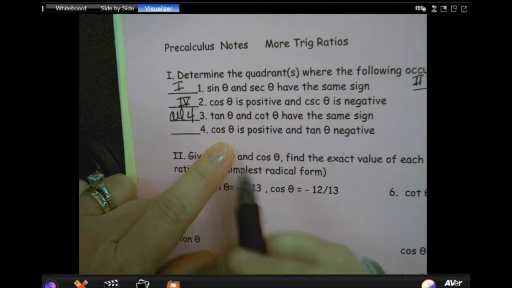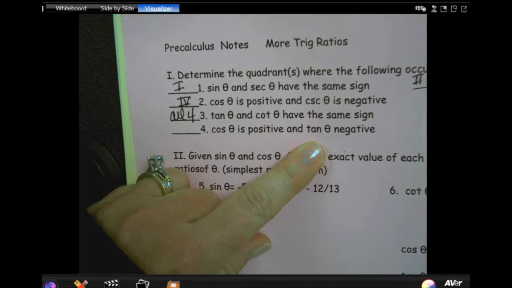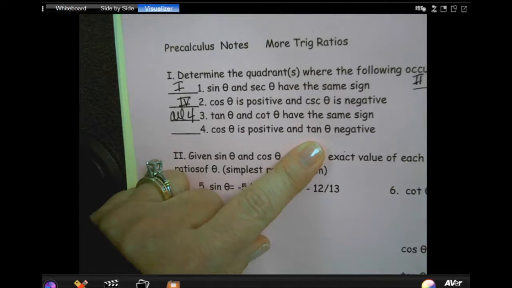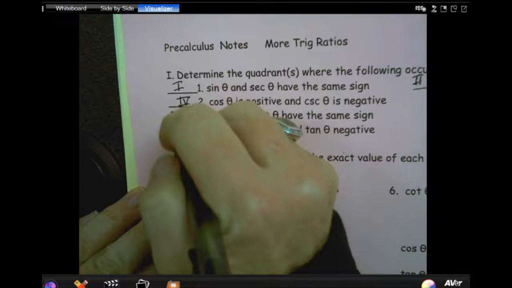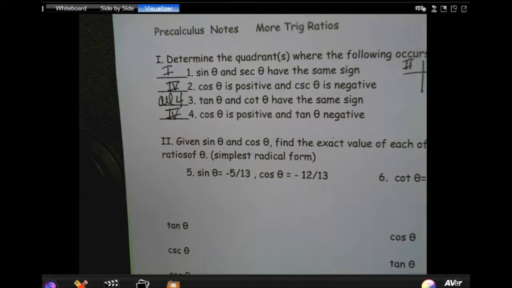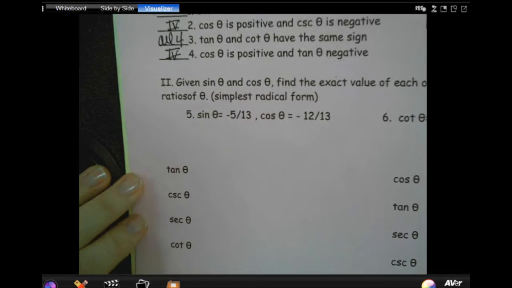So we said the cosine is positive. That's this one right here. That's where my x's are positive. But I want to know where the tangent is negative. So the tangent is negative in 2 and 4. So which one overlaps? 4. Okay? Everybody hunky-dory? Okay.